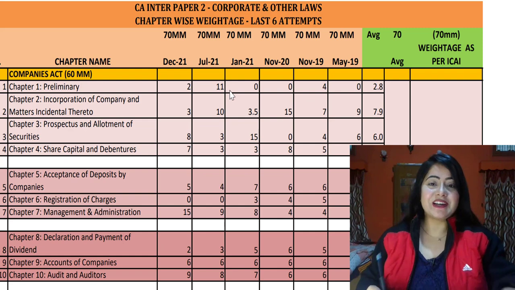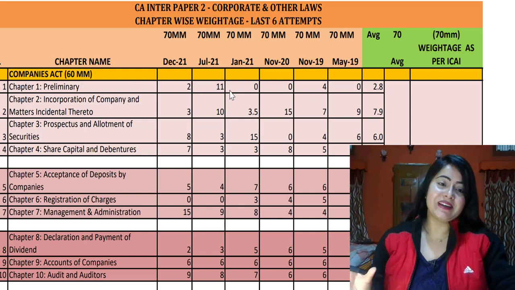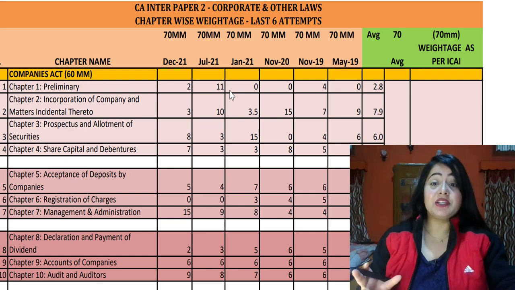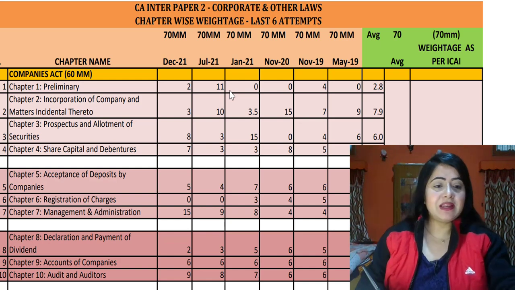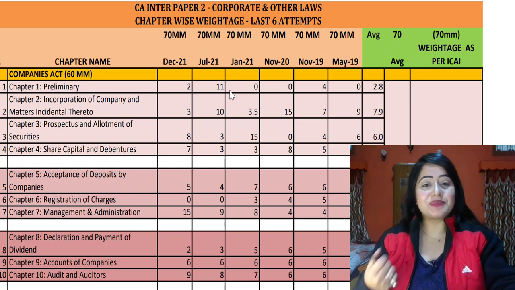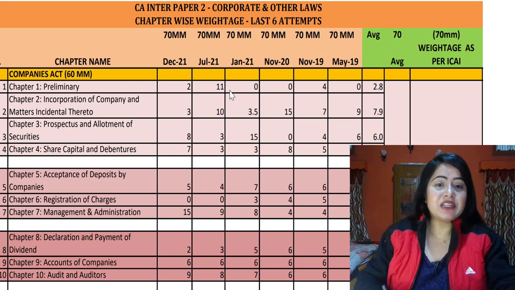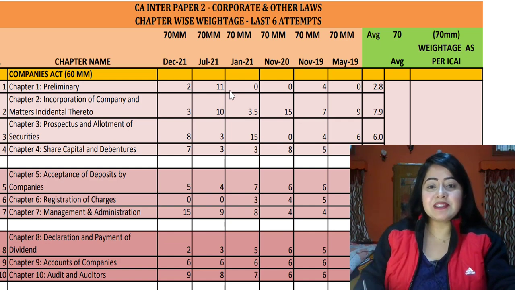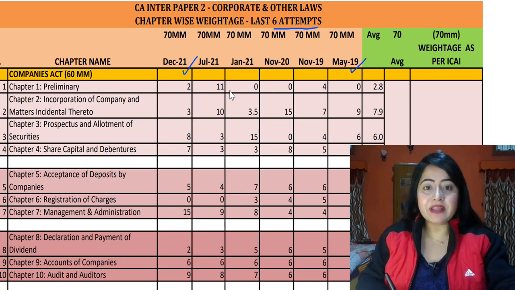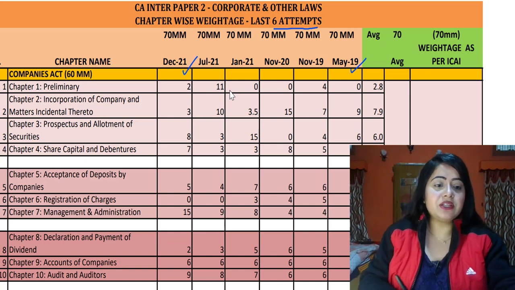Now that we have discussed the weightage given by ICAI to different categories of chapters, let's also look at past exam papers and see for how many marks all of these chapters came in the last 6 attempts. Here we are analyzing the papers of the last 6 attempts, that is from May 19 onwards till December 21. Let's talk about the first category of chapters.